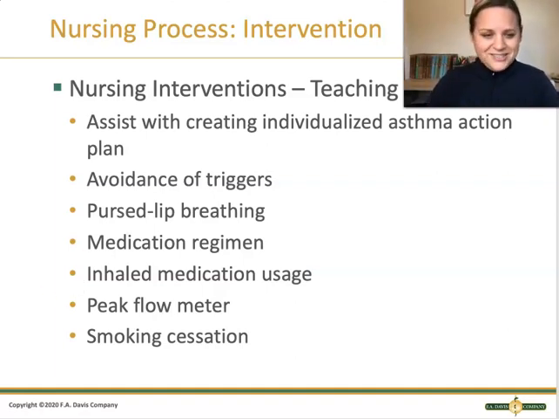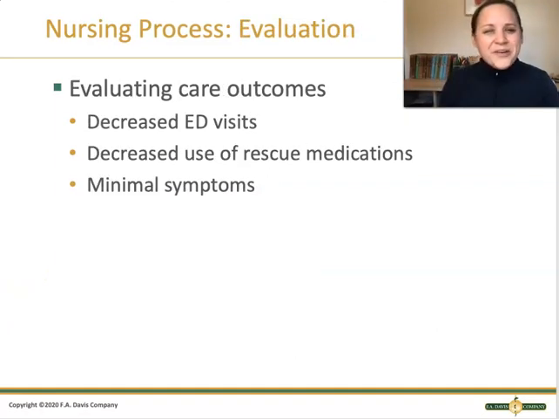And finally, how do we know when we did a good job? How do we know that we can evaluate and say, okay, the patient's doing well? Well, a patient who's well managed on asthma is going to have decreased ER visits because they're managing mild asthma at home. They're going to have decreased use of their rescue medications because their maintenance medications are working for them. And they're going to show minimal symptoms. So these are the kinds of goals that we have for our asthma patients. And that's what you need to know for asthma.